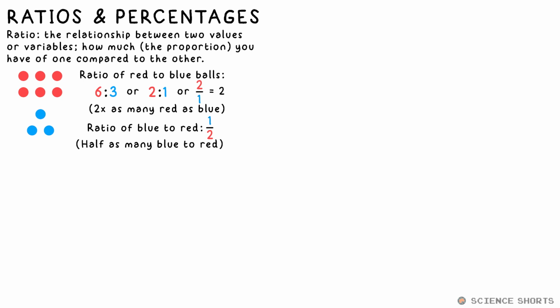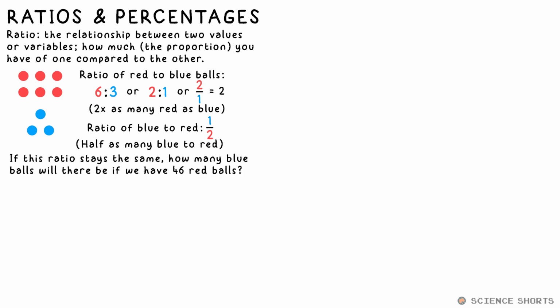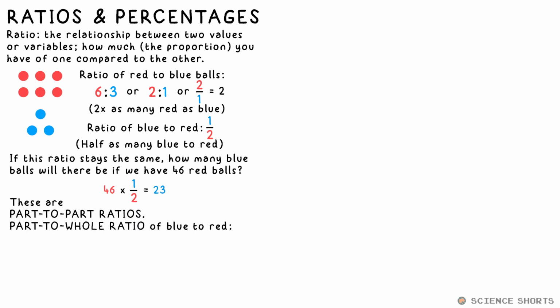We can multiply a number by a ratio to find a proportion of it. So let's say we now have 46 red balls. If the ratio is still the same, how many blue balls is that? We take 46 and multiply by the ratio of red balls to blue balls. 46 multiplied by a half is 23. This ratio is a part-to-part ratio, but sometimes we have to deal with a part-to-whole ratio instead. The initial ratio of 6:3 is 6:9 if rewritten as a part-to-whole ratio. This, of course, can be simplified then to 2/3.